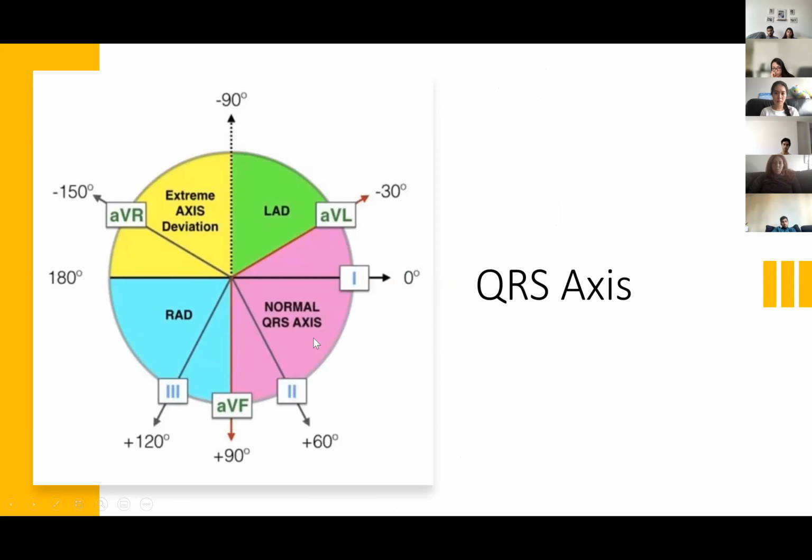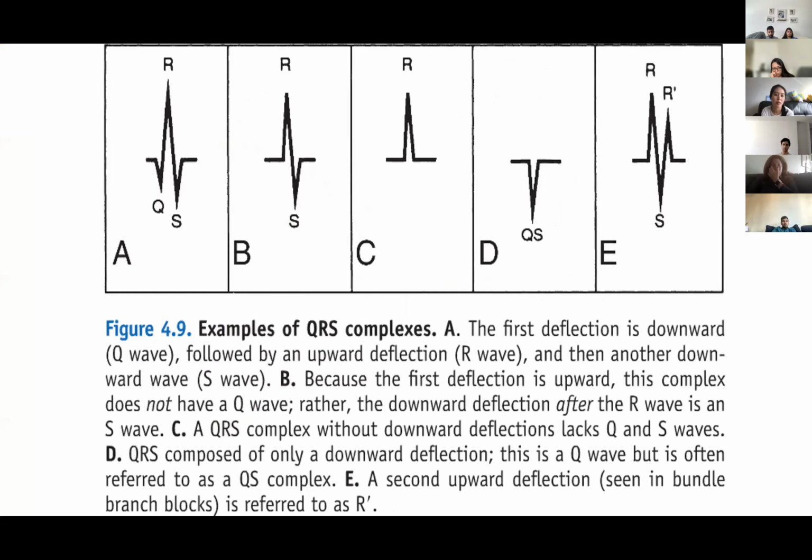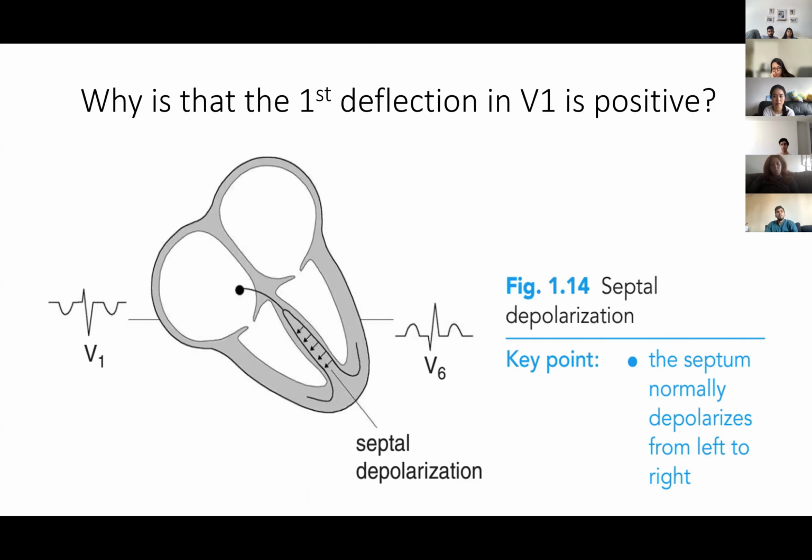So if 1 is positive and 2 is positive, it's a normal QRS axis. But then if you see, for example, lead 2 positive with lead 1 negative, that would land in right axis deviation. Meanwhile, if 1 is positive and lead 2 is negative, that would land in left axis deviation. Okay, so it's a quick way, an accurate way to say normal axis, left axis, or right axis deviation. Okay, this is just more examples about how you're going to see a QRS complex.